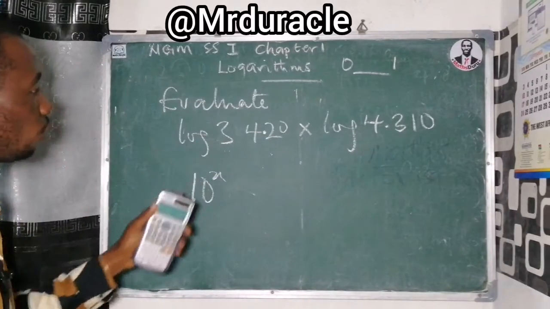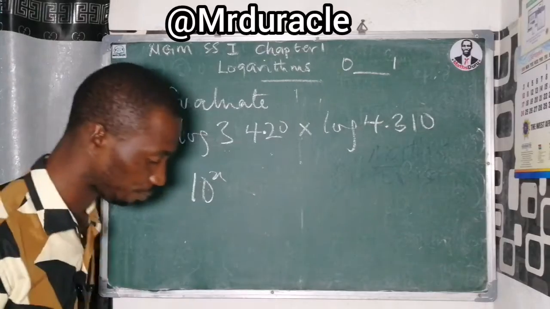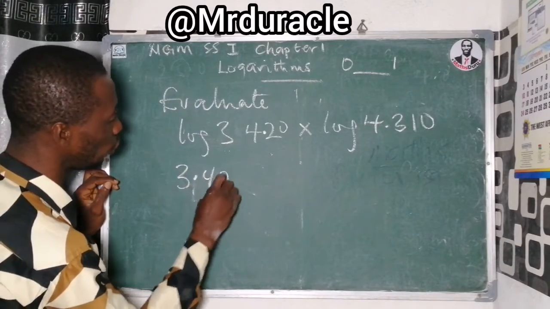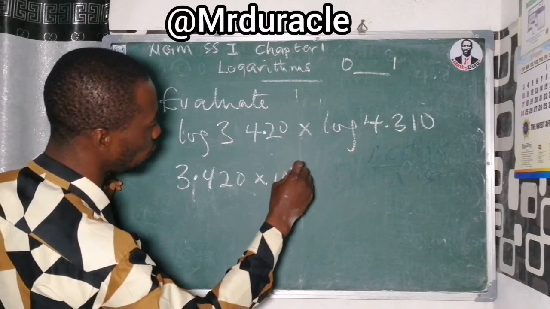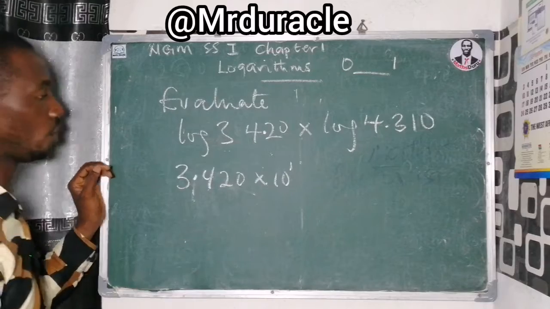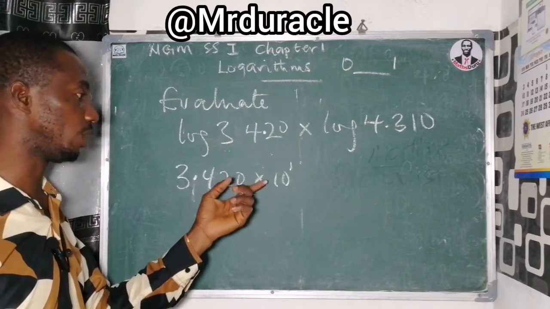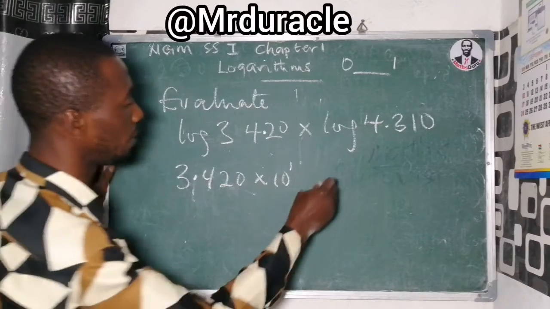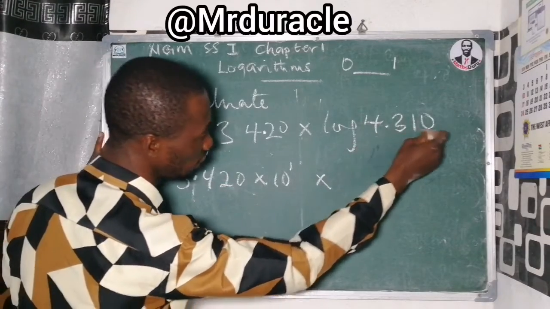To break 34.20 into standard form, we say this is the same thing as saying what? 3.420 times 10 to the power of what? 1, right? Because our decimal point will move once, like we've said before. So if you don't understand what we did there, go back and play our video on standard form. So we have converted this to standard form, then times this. This one is already in standard form, so we don't have issues with that.